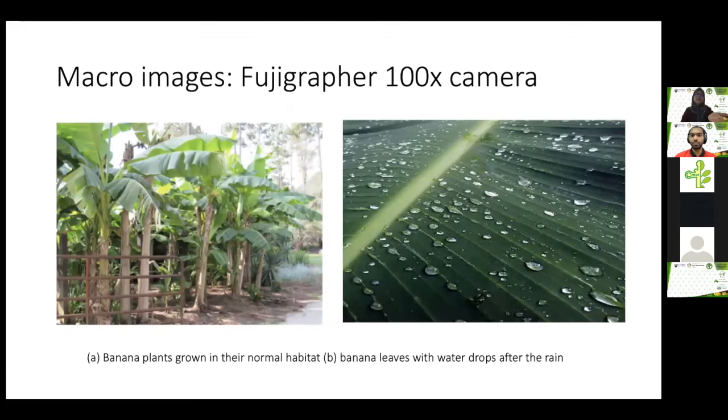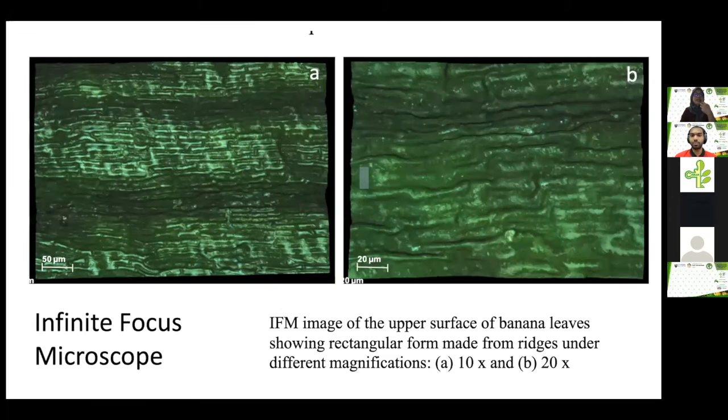Let's look at our banana leaves. Since I'm at a banana conference, I'm going to bring banana leaves here. So look at the water drop after the rain. It's totally different. And this is under 10 times and 20 times magnification under AFM, that shows a groove. You know, it reminds me of sawah padi, the paddy field. It has channels, like it has a rectangular structure.